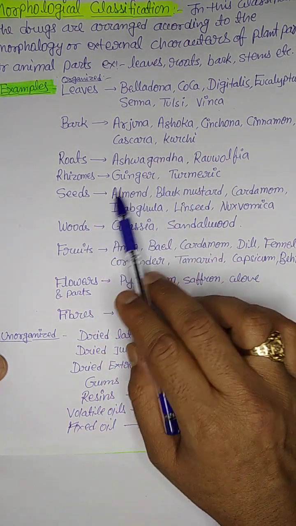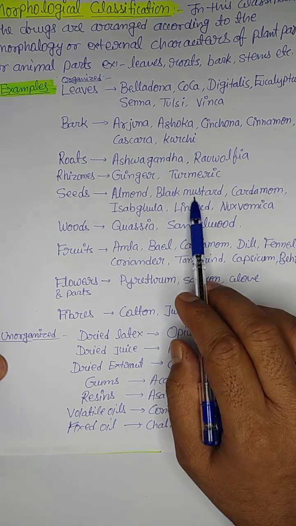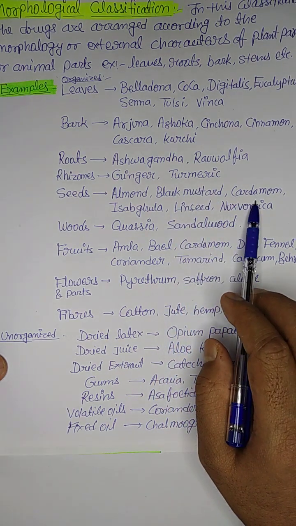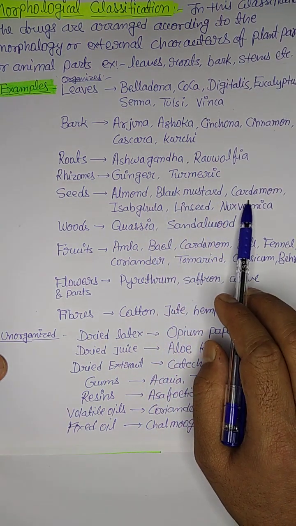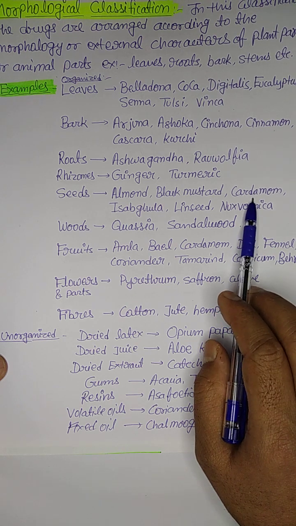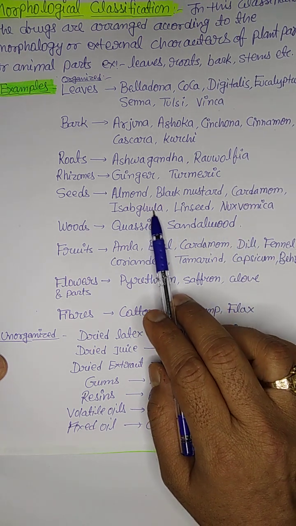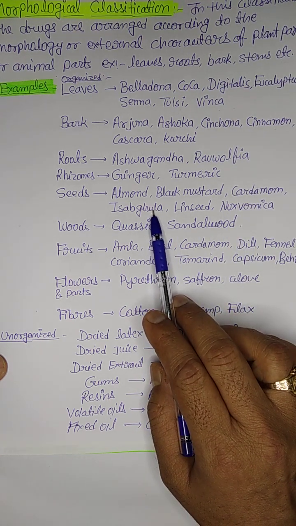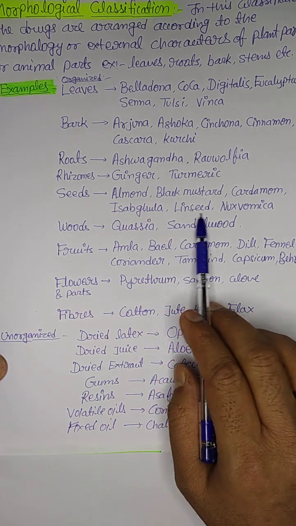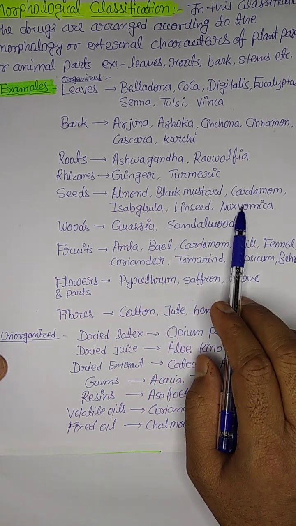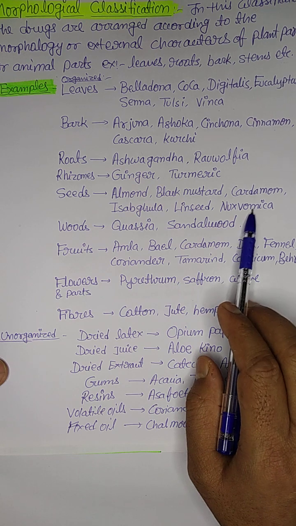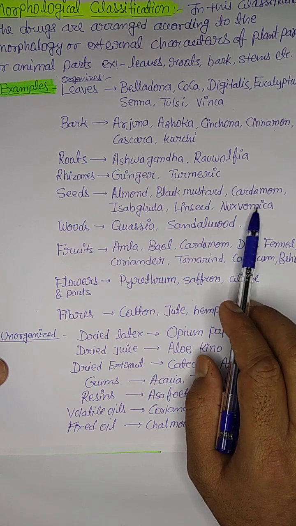When we talk about seeds, A for almond, B for black mustard, C for cardamom. In alphabetical order, if you try to remember what is there in the seeds, it will be easy. Isabgula we have used for swelling index and swelling factor. Linseed is there. Nux vomica seed is very popular, containing strychnine and brucine, which is a popular natural pesticide.